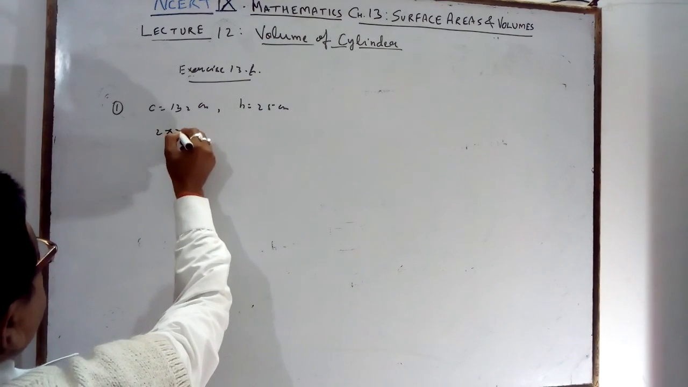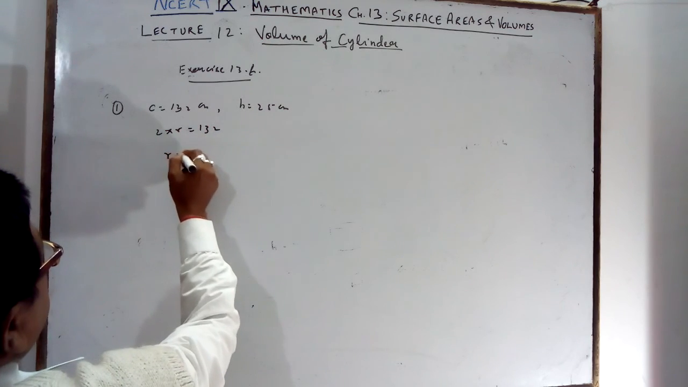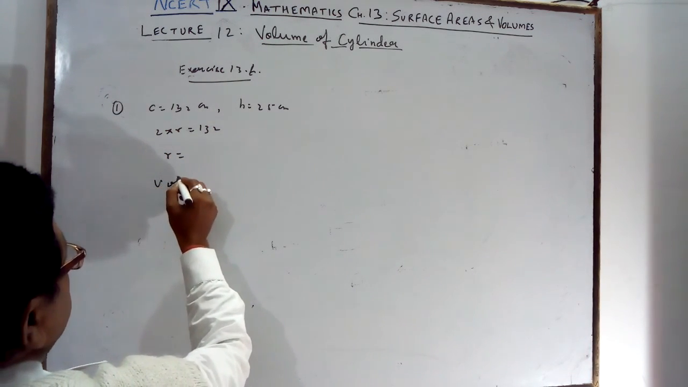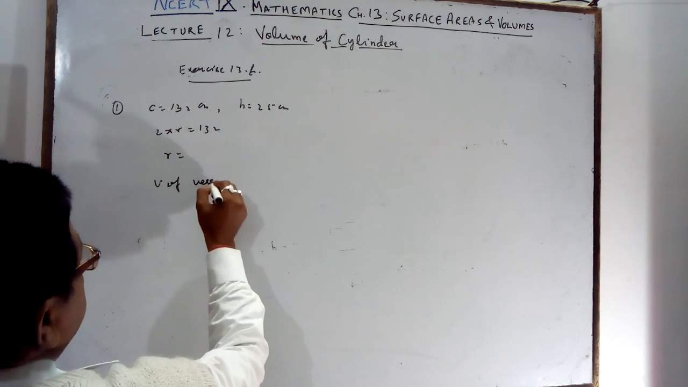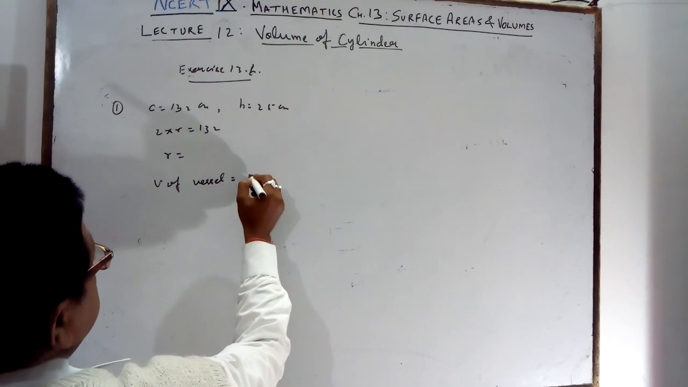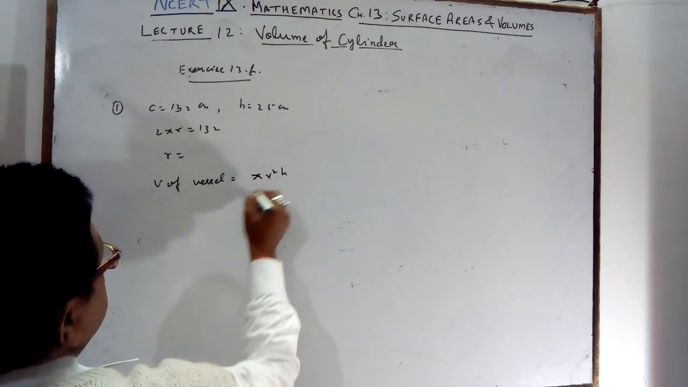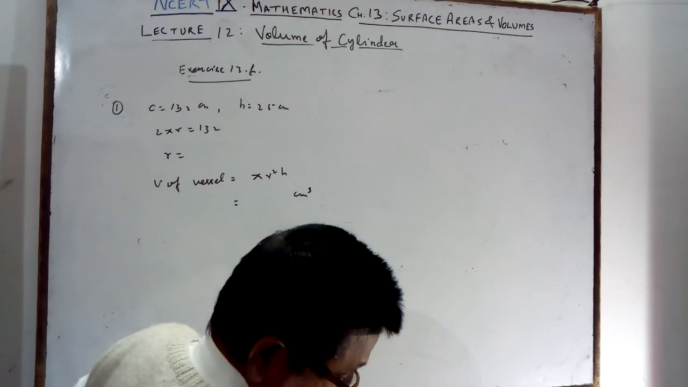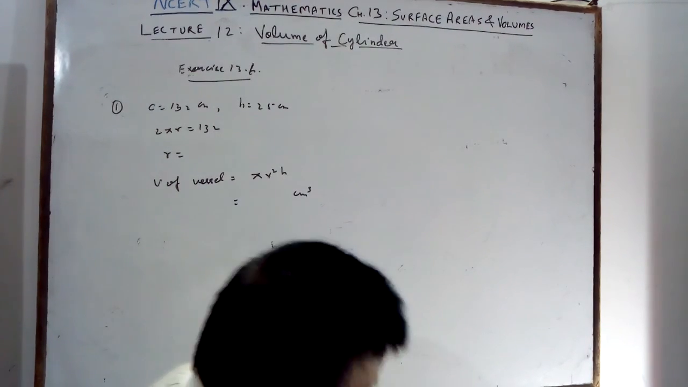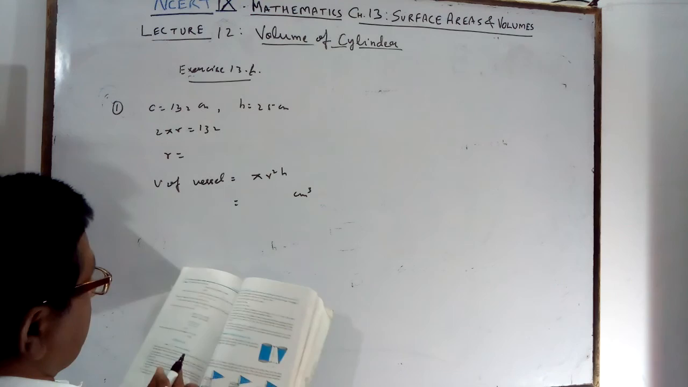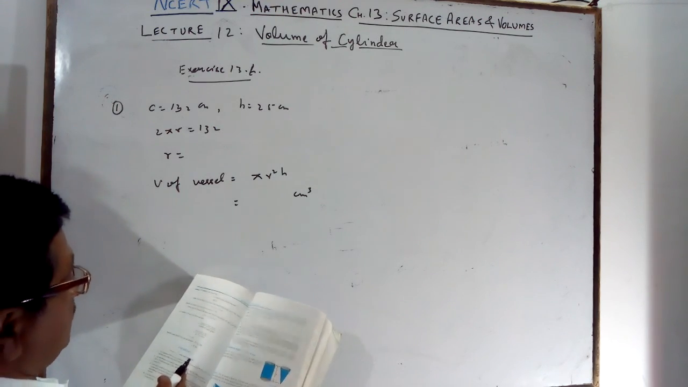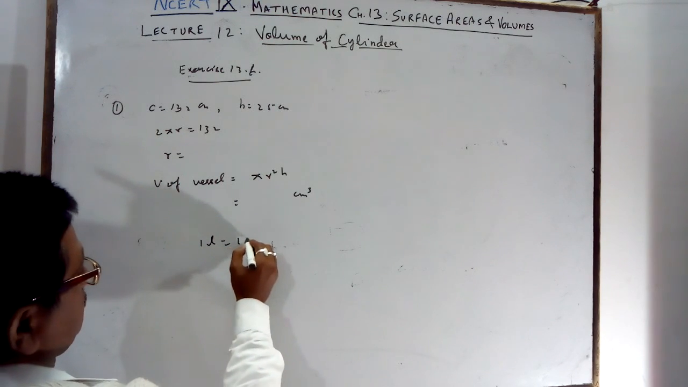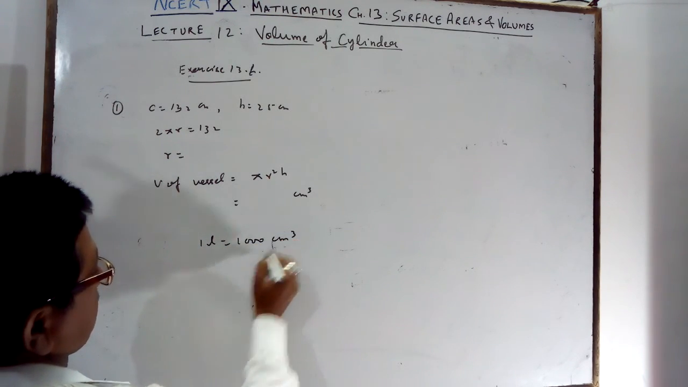So 2 pi r is given as 132. You calculate r. Then you calculate the volume of the vessel, that is pi r square h. This will be centimeter cube. It is given in centimeter, so everything will be in centimeter. So you find the volume in centimeter cube. So how many liters of water? 1 liter is equal to 1000 centimeter cube.